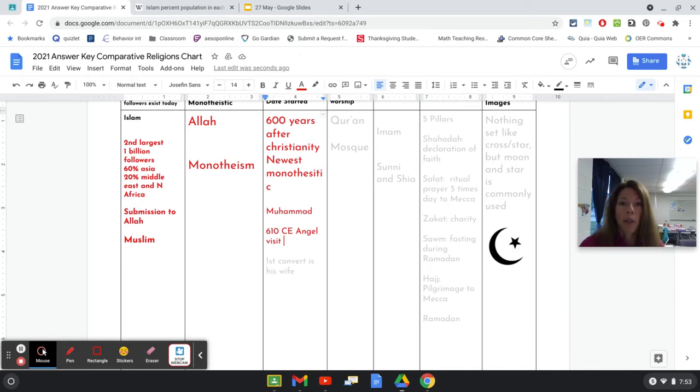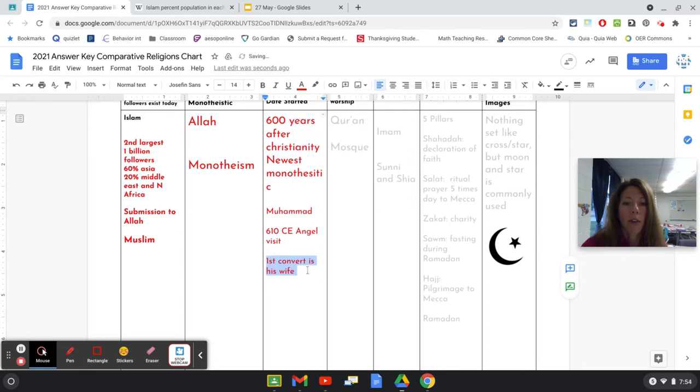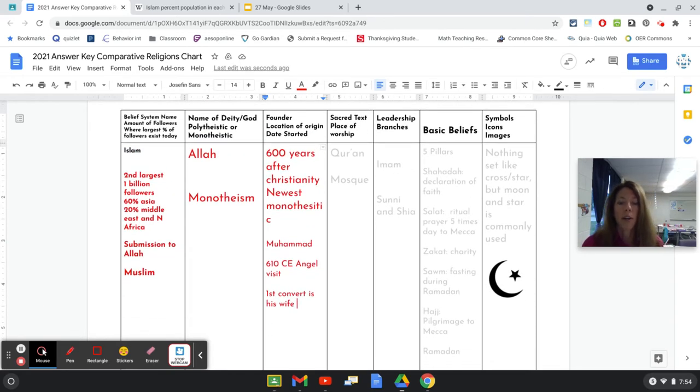Muhammad had trouble converting people in the beginning, but his first convert was his wife. Just a little tidbit. Maybe you don't just jot that down. First convert is his wife. So he must have converted her, and then she is also part of the story.